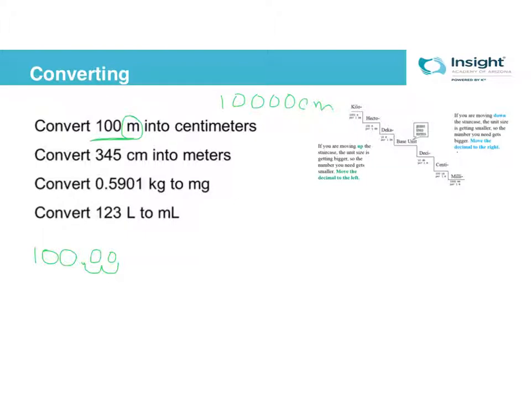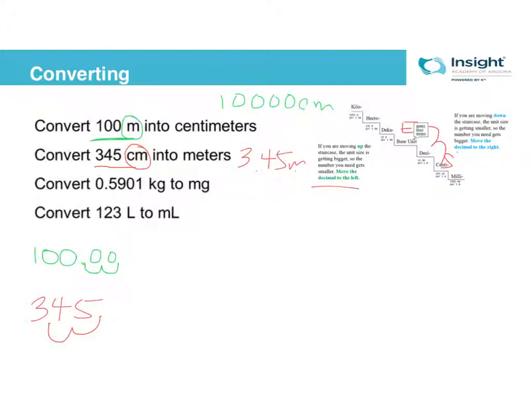All right, let's try the next one. This one we're going to convert 345 centimeters. So the number given to us, the unit on there is our starting point. And then we are going to move to meters as our ending point. So this time we're going 2 steps up the staircase. Going up the staircase means we move the decimal to the left. So 345, decimal right there, 2 times. That gives us 3.45 meters.